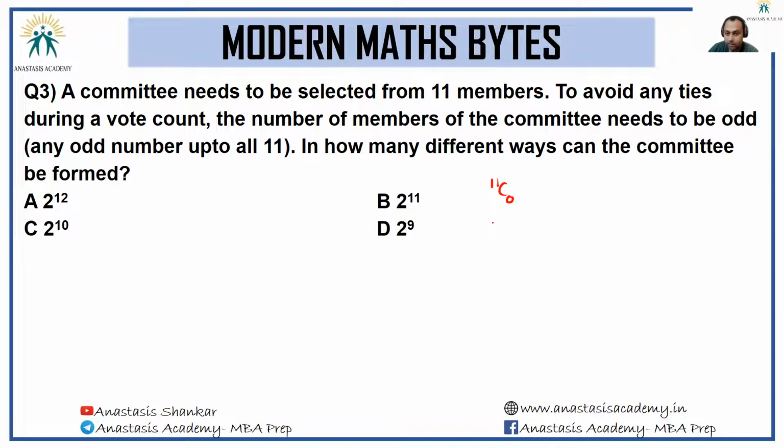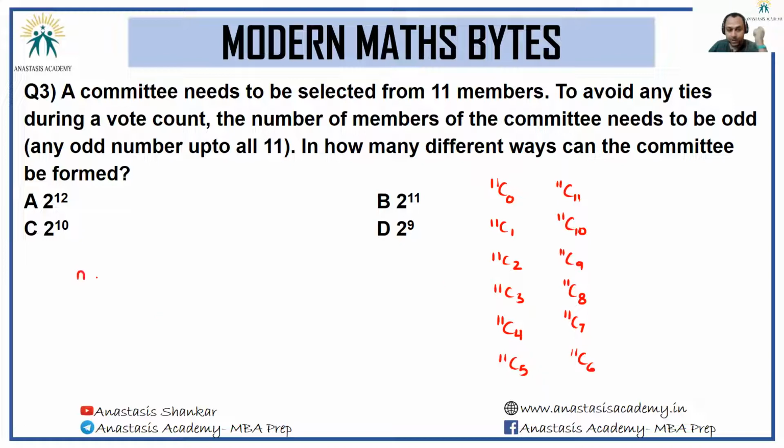11C0, 11C1, 11C2, 11C3, 11C4, 11C5, 11C6, 11C7, 11C8, 11C9, 11C10, and 11C11. These are the different ways in which they can be done.